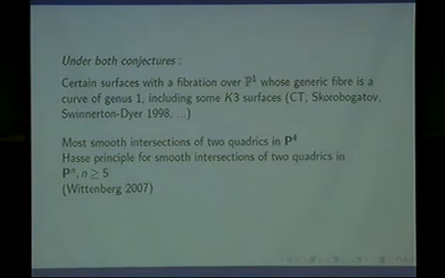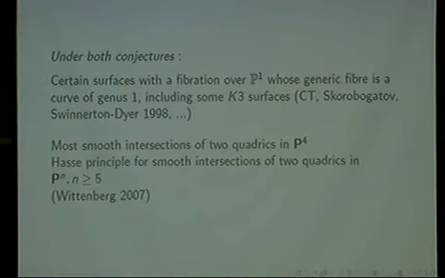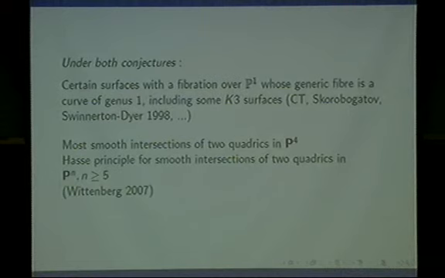Okay, now if you put both conjectures together, then there are certain surfaces with a fibration over P1 whose generic fiber is a curve of genus 1, including some K3 surfaces. That's really quite surprising. So Swinnerton-Dyer has written about certain diagonal K3 surfaces, AX^4 plus BY^4 plus CZ^4 plus DT^4 equals 0. It's really very surprising, because at first you wouldn't have even dared to conjecture that some version of the Hasse principle should be true for surfaces whose geometry is that complicated. Okay? They are very far from generalizations of conics.